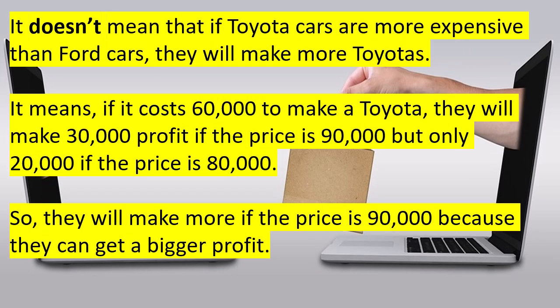It doesn't mean that if Toyota cars are more expensive than Ford cars, they will make more Toyotas. It means if it costs 60,000 to make a Toyota, they will make 30,000 profit if the price is 90,000, but only 20,000 if the price is 80,000. So they will make more if the price is 90,000 because they can get a bigger profit.